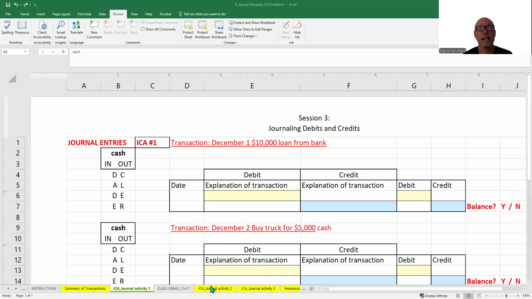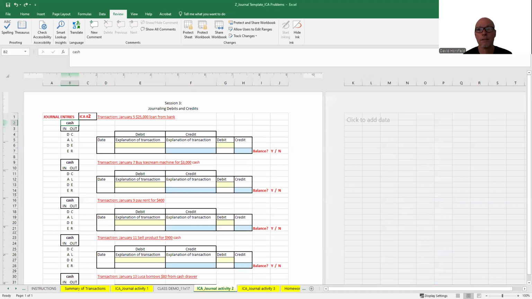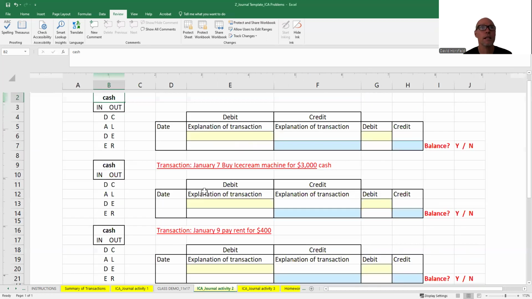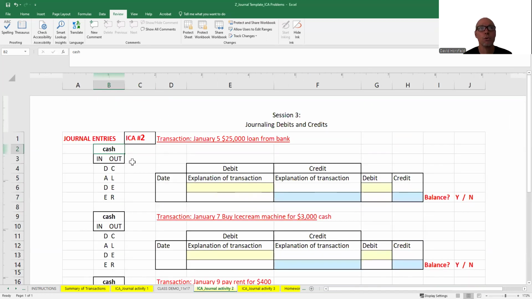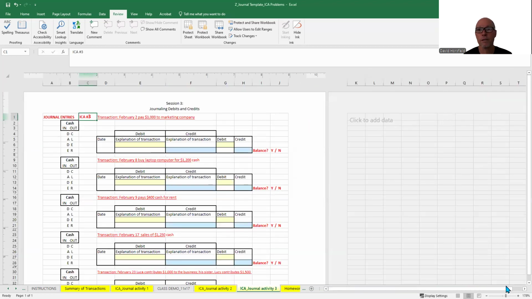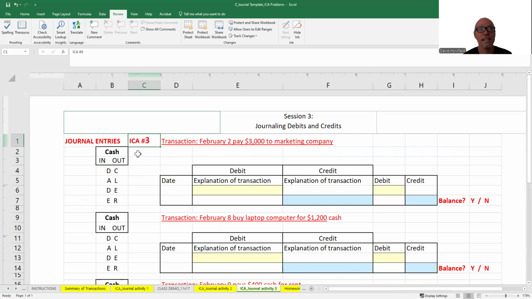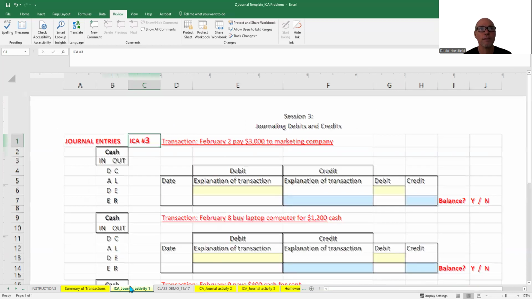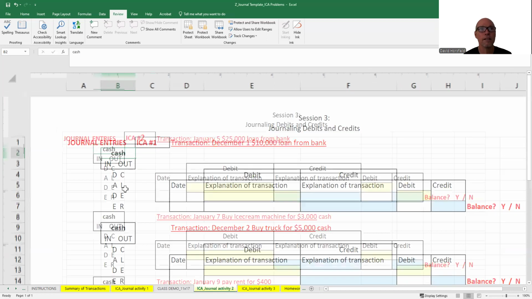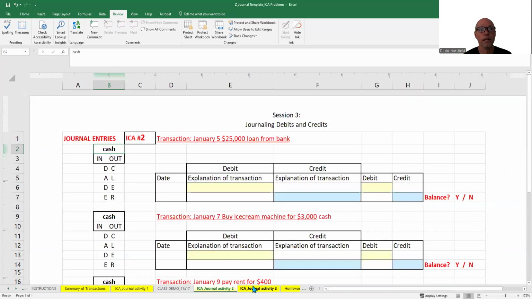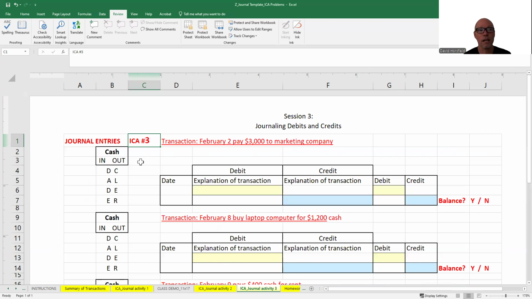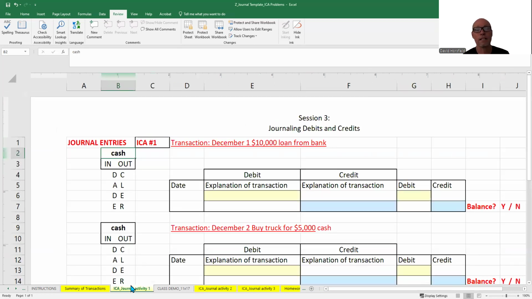You're going to see in the course workbook an ICA number 2, which is another one that we're going to play with in the class. You're also going to see ICA number 3. These are just training wheel activity number 1, training wheel activity number 2, and training wheel activity number 3 that we're going to use in the class. So back to number 1.